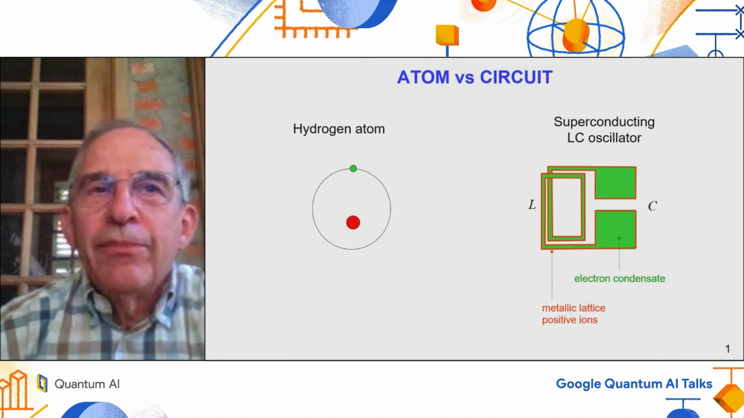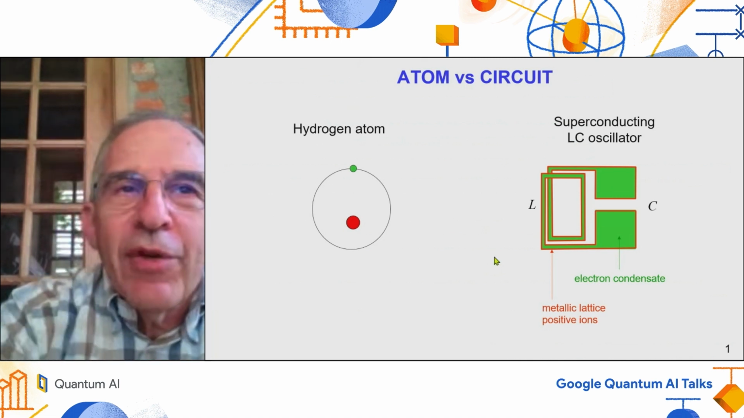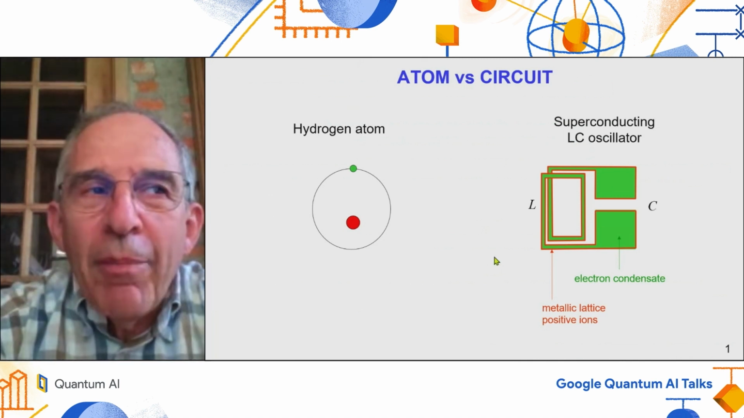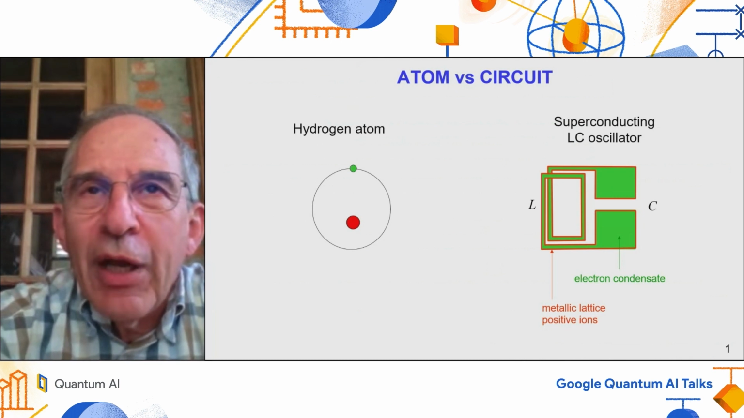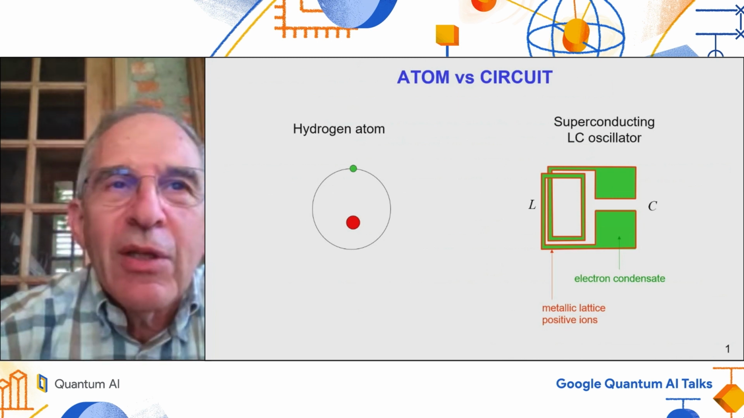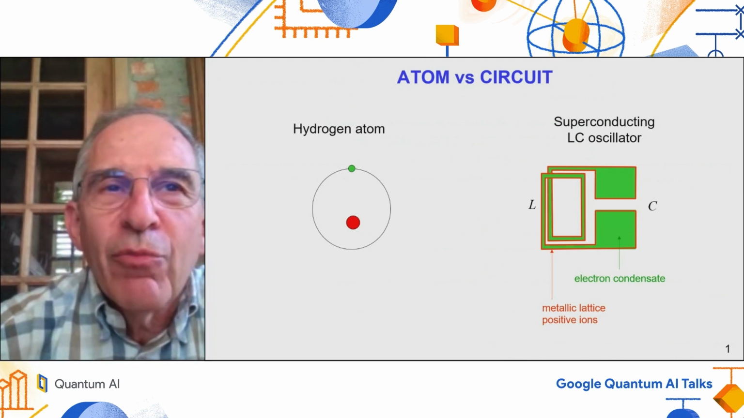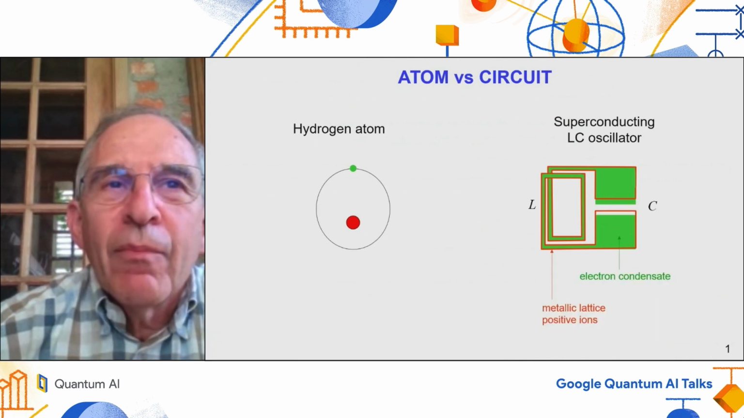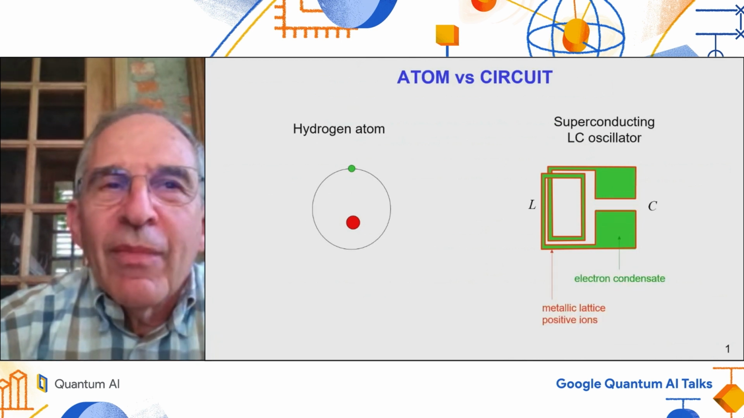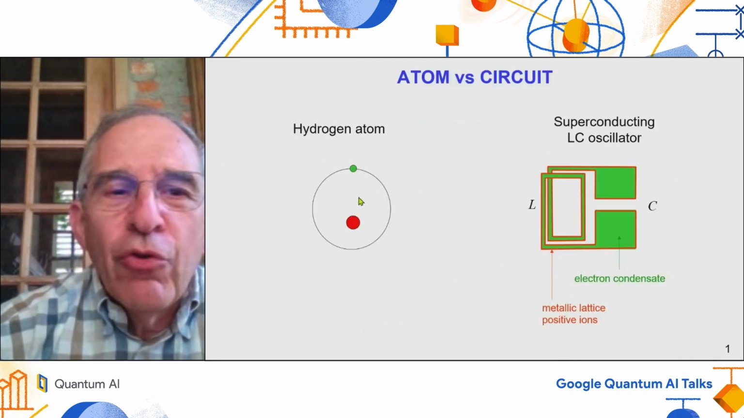So, as you can see, this is very simple. We are making circuits, superconducting circuits that behave like atoms. And on the left, I have chosen the simplest atom, the hydrogen atom, which classically you can think of an electron orbiting a nucleus.